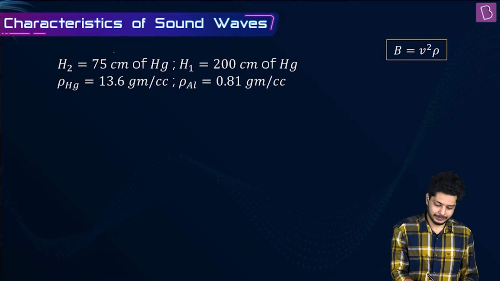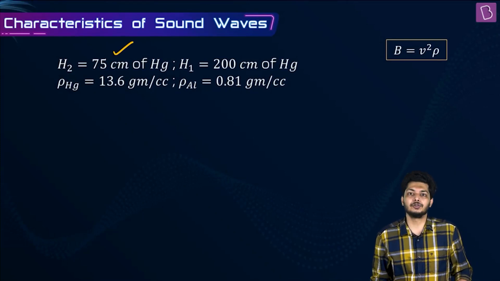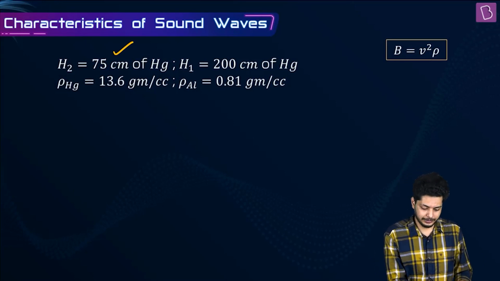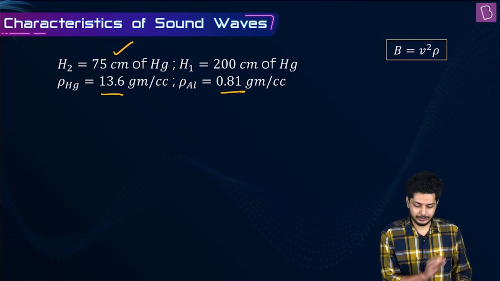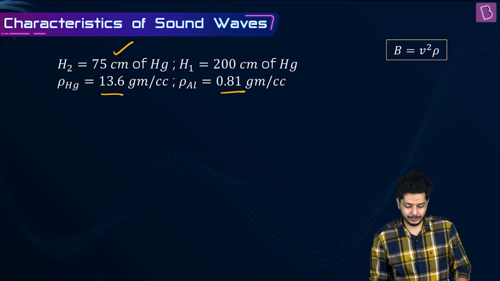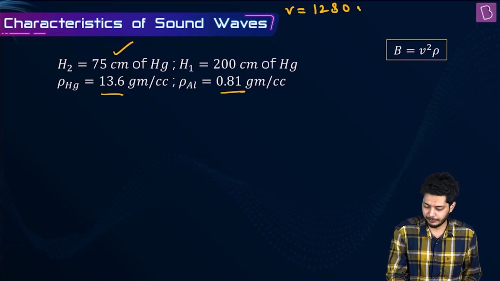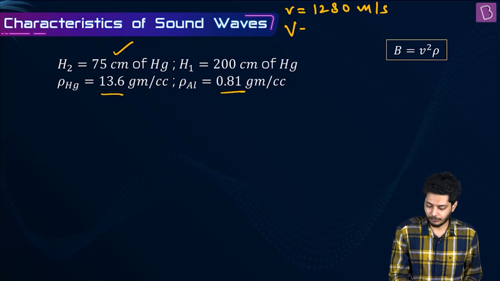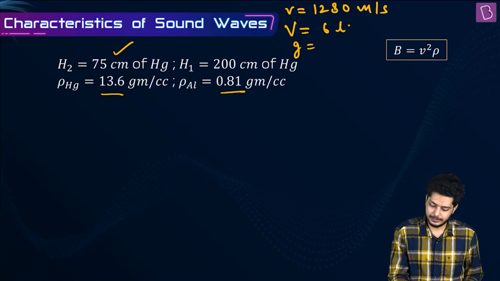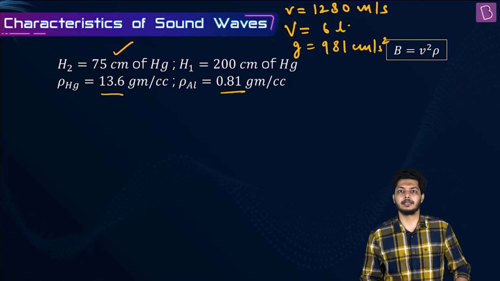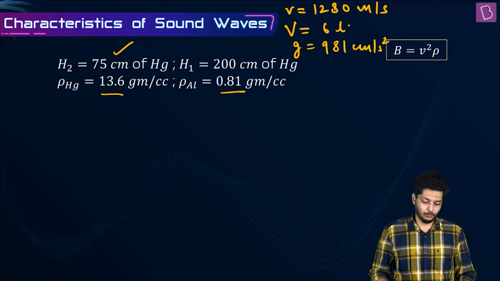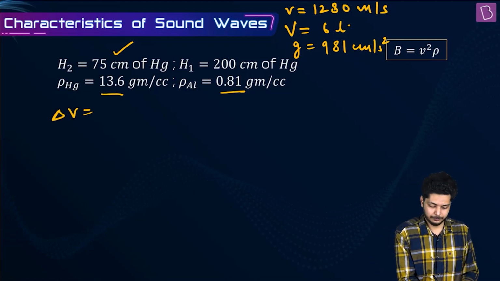The final height is 75 centimeters of Hg, H2. H1 is 200 centimeters of Hg. The density of mercury is 13.6 gram per cc, and for alcohol it is 0.81 gram per cc. The speed in alcohol is given as 1280 meters per second. The initial volume of alcohol is 6 liters. What else? g is 981 centimeters per second square. Now we have to find the change in volume.